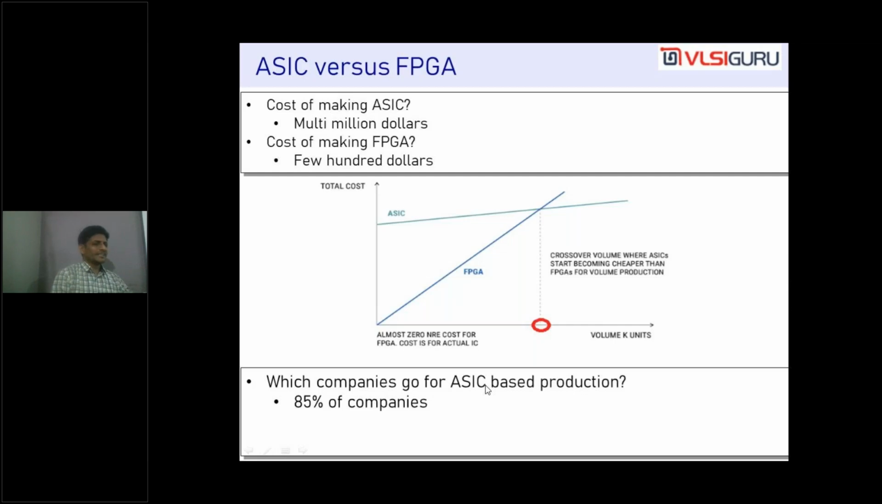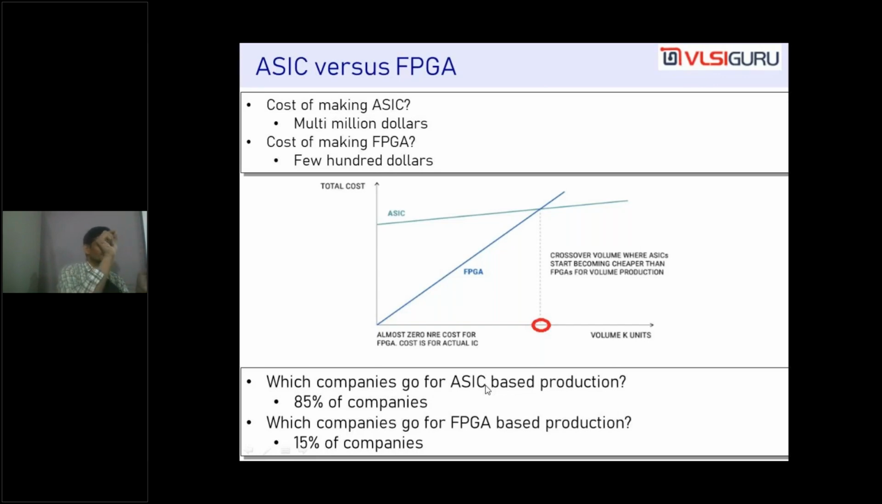It could be different, 80 to 85%. I'm talking about India. Okay, how much percentage of companies work in FPGA-based production? 15%. So in India, I'm talking. If you take the overall world, 75% in ASIC, 25% in FPGA. So there could be variation.